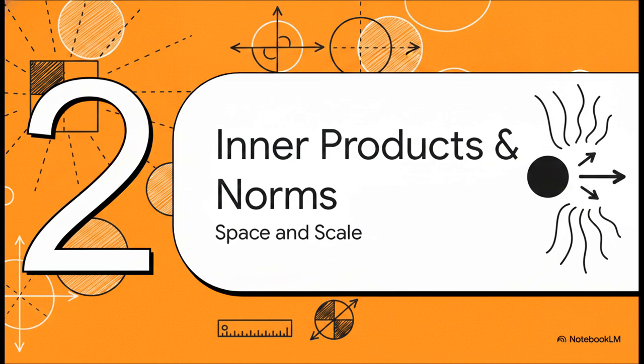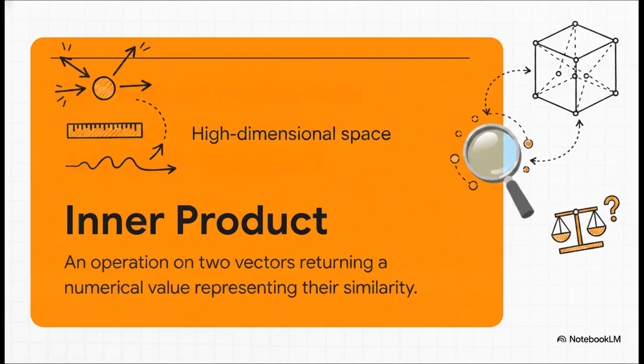Section 2. Inner products and norms, the engine of space and scale. This brings us to the actual mathematical engine used to calculate that similarity. So what is an inner product? Basically, it's an operation that takes two vectors as input and spits out a single numerical value representing their similarity. And what's crucial here is that an inner product naturally creates what we call a norm, which is just the mathematical term for the length of a vector.